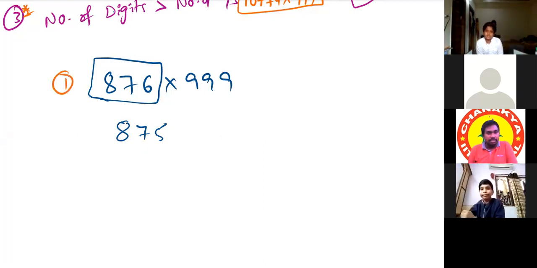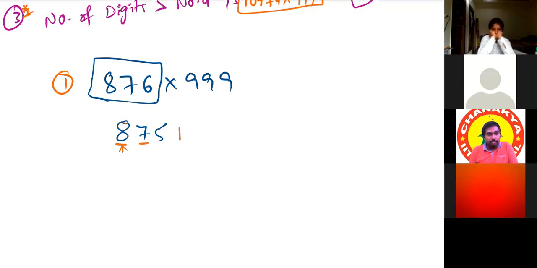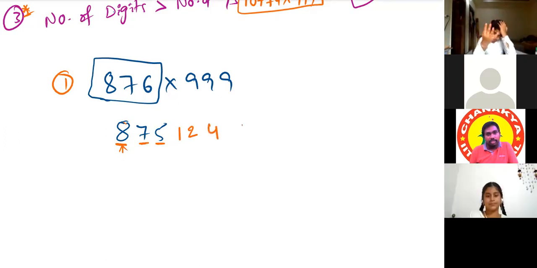Listen carefully. Why do you reduce only the last number? I asked one question: the number before 876 is 875. Now don't consider the digits; consider the total as one number. Now coming to the digits: 9 minus 8 is how much? 1. 9 minus 7 is 2. 9 minus 5 is 4. This is the answer.